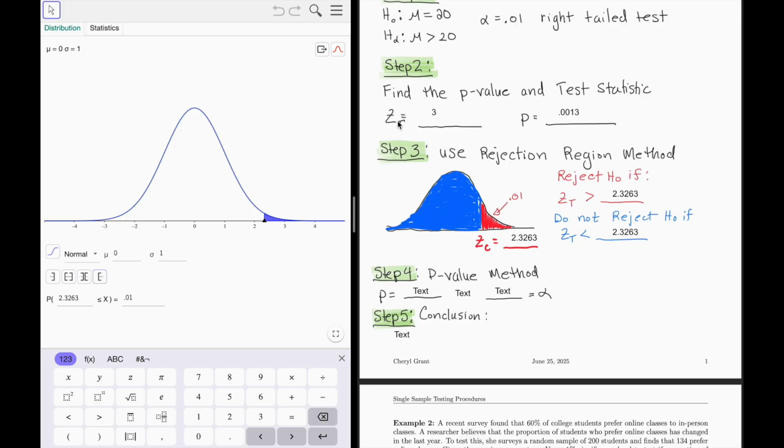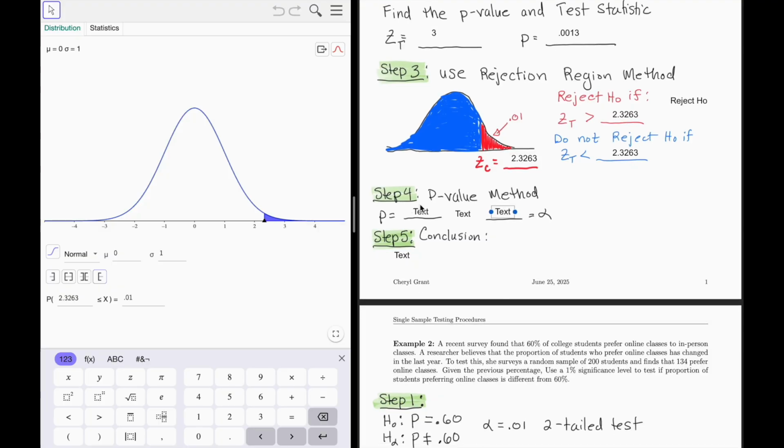So when we look at our test statistic from step 2, our test statistic is 3, which is certainly greater than 2.3263. So in this example, for step 3, we're going to say reject the null hypothesis. That's going to be our answer for step 3.